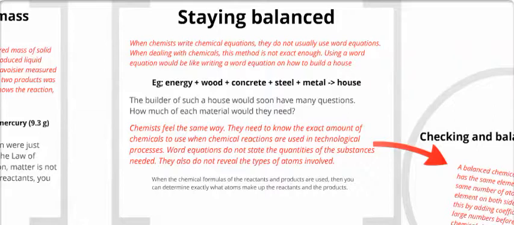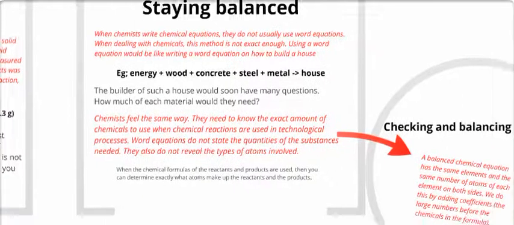They need to know the exact amount of chemicals used to produce the products, and these are used in technological processes. Word equations do not state the quantities of the substances needed. They also do not reveal the types of atoms involved. So when the chemical formulas of the reactants and products are used, then you can determine exactly what atoms make up the reactants and products.